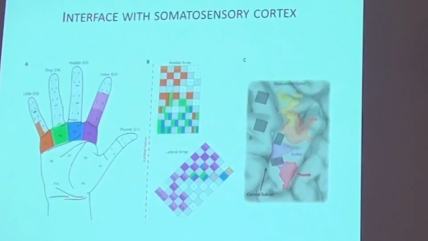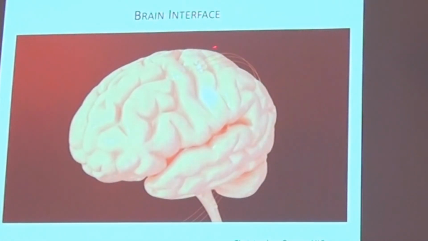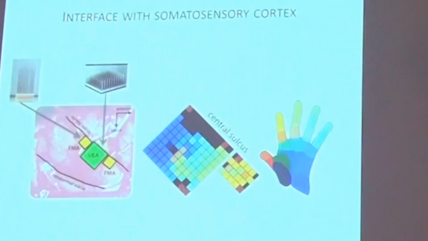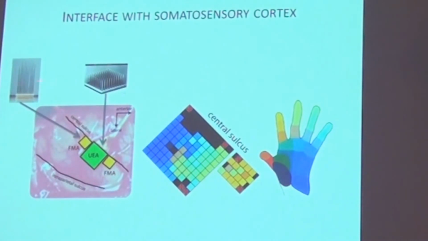So, I mean, these are the arrays here in this cartoon brain, but this is what the arrays really look like. So you have two different kinds of arrays.